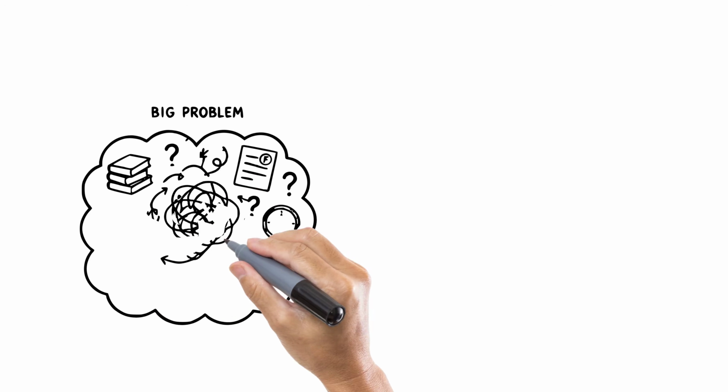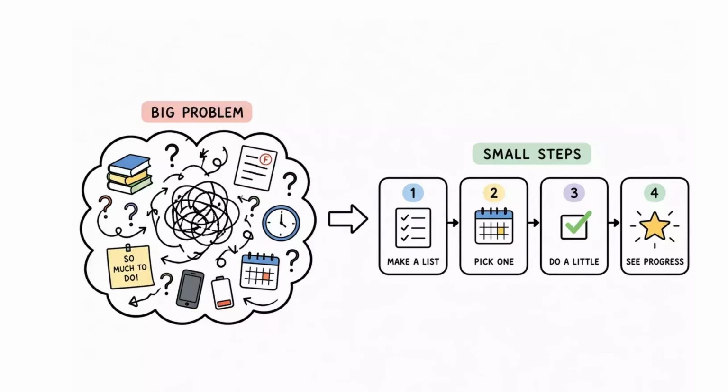When a problem feels huge, your brain can freeze. That is totally normal. The trick is not to solve everything at once. Instead, break the problem into smaller steps. Once you do that, the big scary thing becomes a series of simple actions you can actually handle.